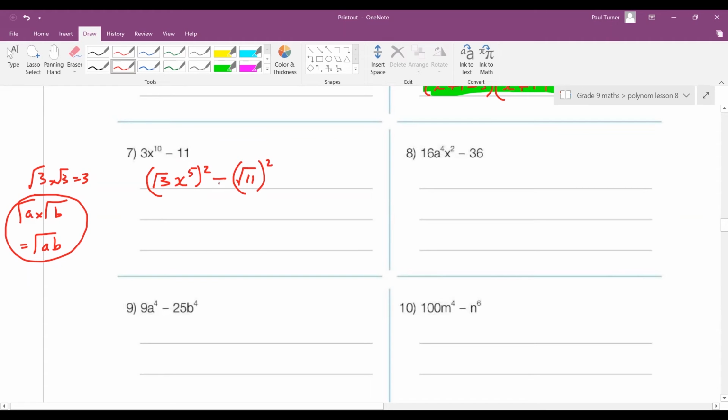So now we have our form. We just happen to have these things called surds. So root 2, root 3, root 5, these are called surds. We can't simplify them. That's how we leave them. So your factors would be root 3 x^5 minus root 11, then root 3 x^5 plus root 11, like that.